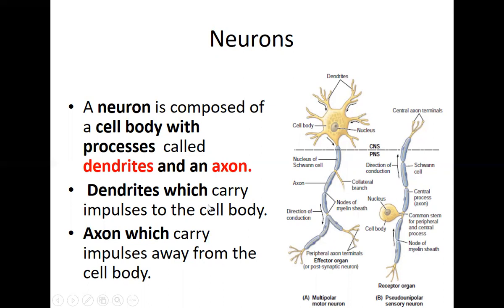Dendrites carry impulses to the cell body. So if you see this arrow, these impulses, the signals, are coming to the cell body through these processes. So through these processes, all the signals are coming to the neuron, and axon carries impulses away from the cell body. If you again see the direction of the arrow, you will understand that the axon is taking the impulses away from the neuron. So dendrites will bring the impulse to the cell body of the neuron, and the axon will carry away the impulses. Okay.